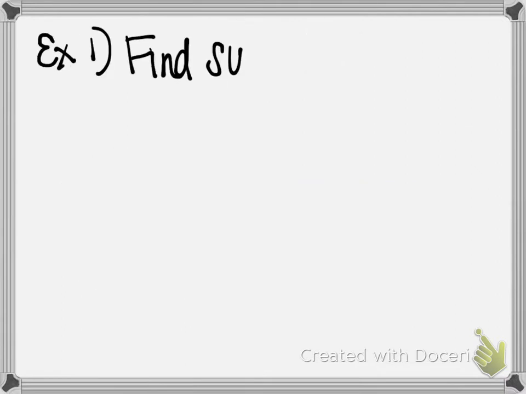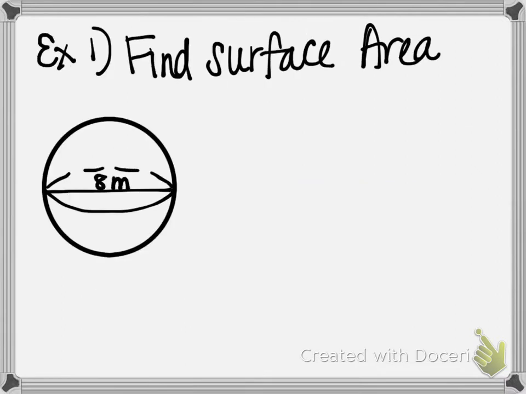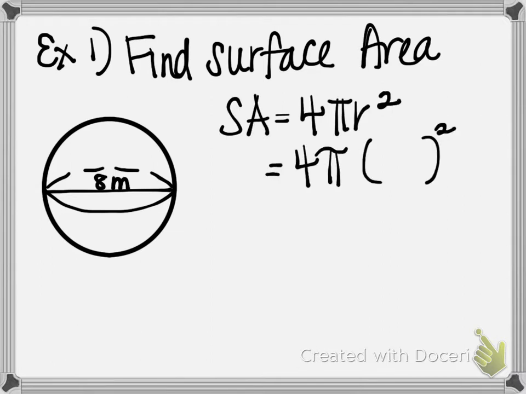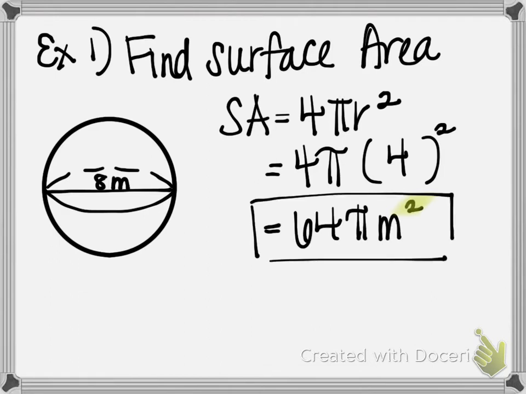So let's do an example. Find the surface area of this sphere. So draw a sphere, and that 8 meters is the diameter. So we find the radius by taking half of 8, so the radius would be 4. So I need to do 4 times pi times 4 squared, and let's leave this answer in terms of pi, and I would get 64 pi meters squared. We're back to surface area, so our units are units squared, not units cubed right now.